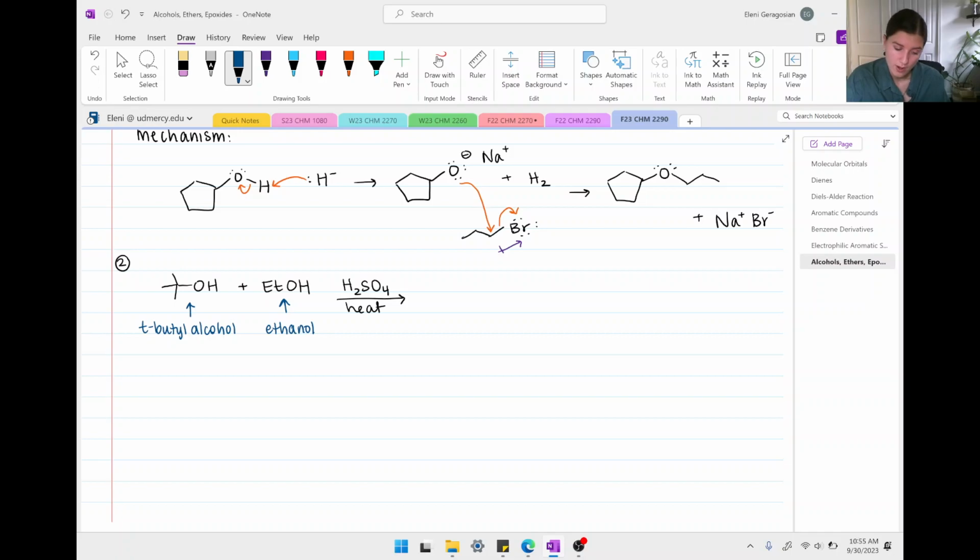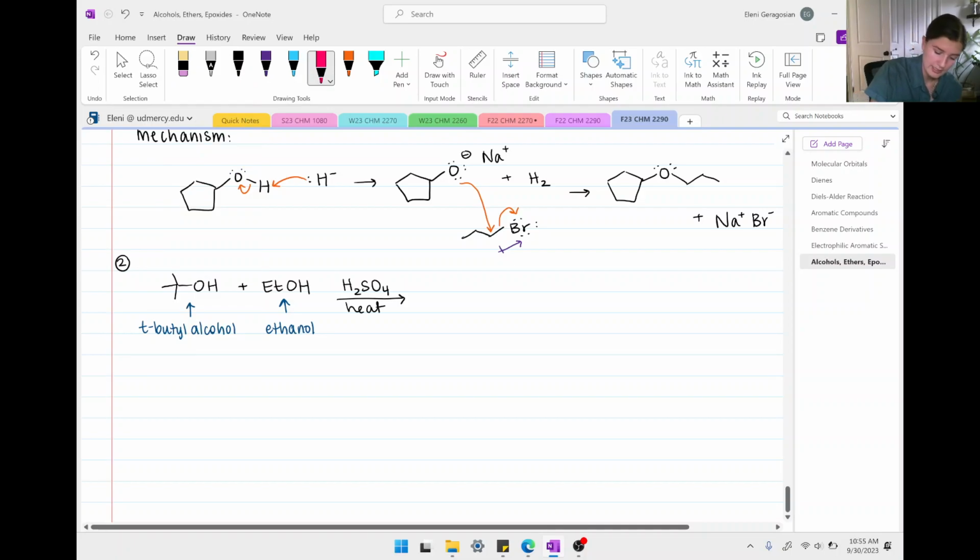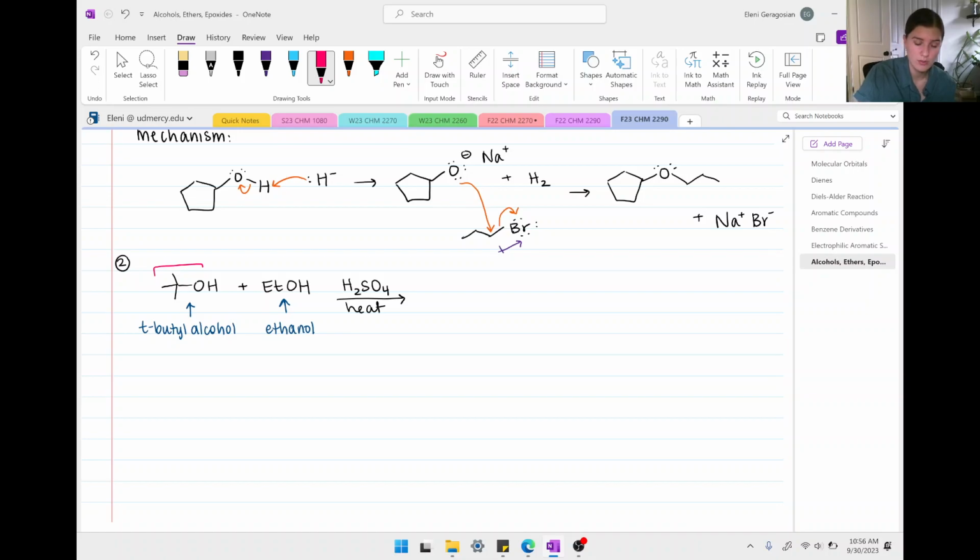So to predict the products, we could essentially take the R group from the tert-butyl alcohol and then the R group and the oxygen from the ethanol and create this ether, where we have tert-butyl group from tert-butyl alcohol and then the ethanol without the hydrogen as the second part, and that is an ether.